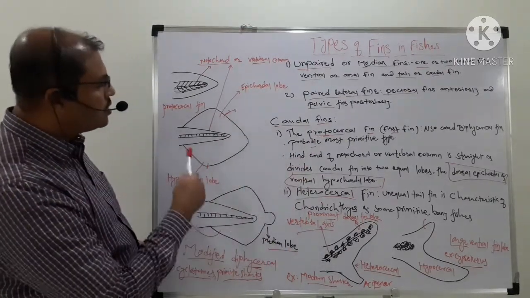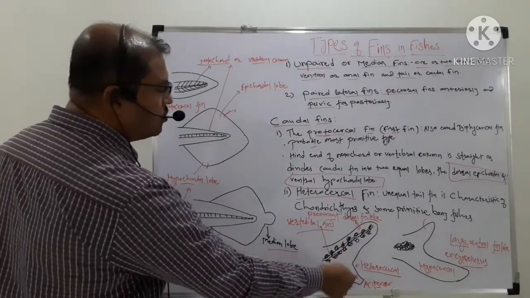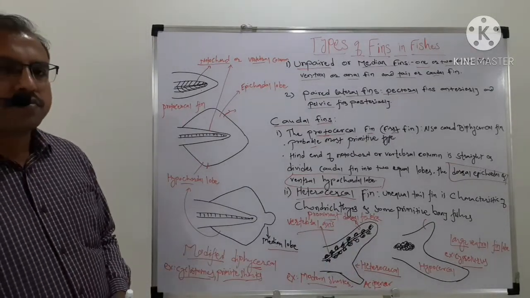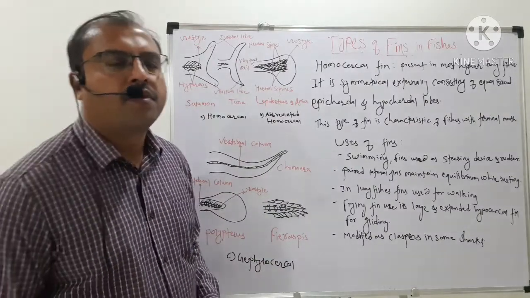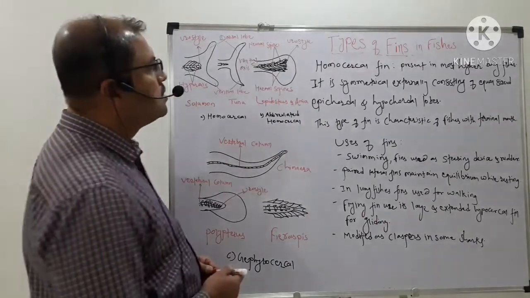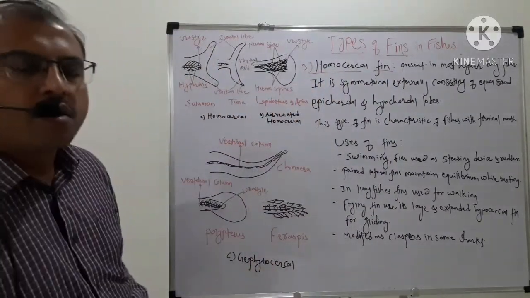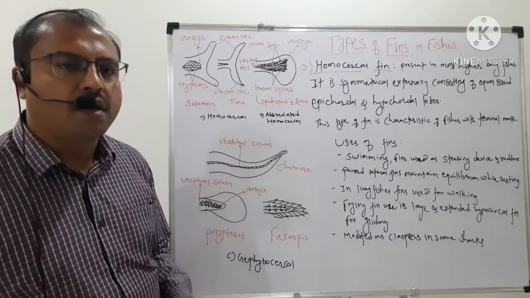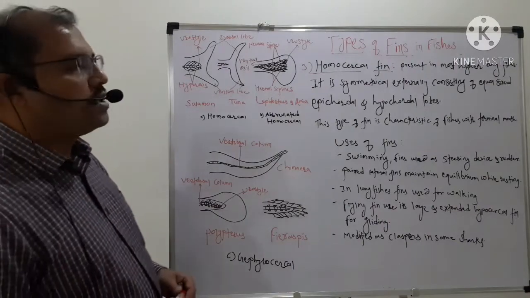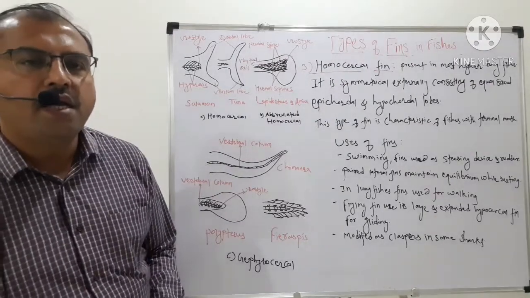These are the diagrams showing the protocercal type or its variation, and these are the two figures showing the heterocercal fin. After the heterocercal fin, the third type of caudal fin is the homocercal fin. We have seen the diphycercal or protocercal and heterocercal.